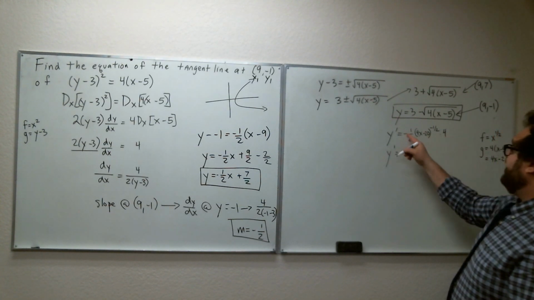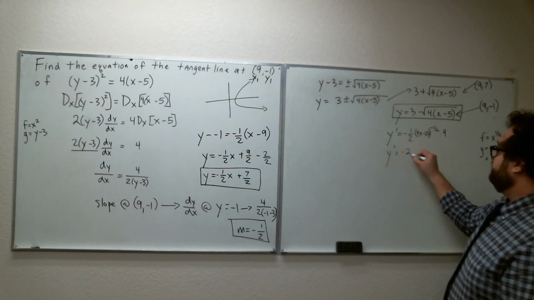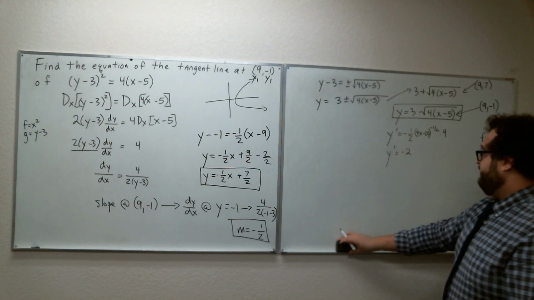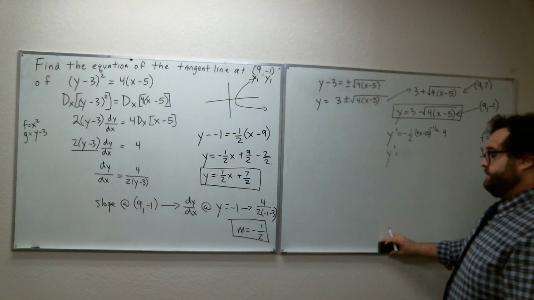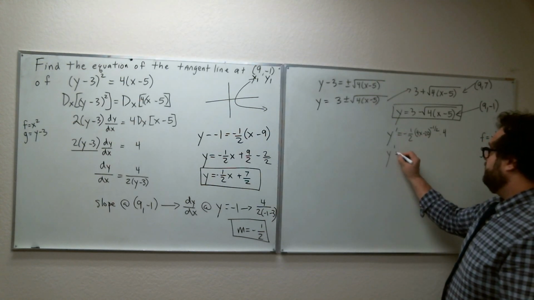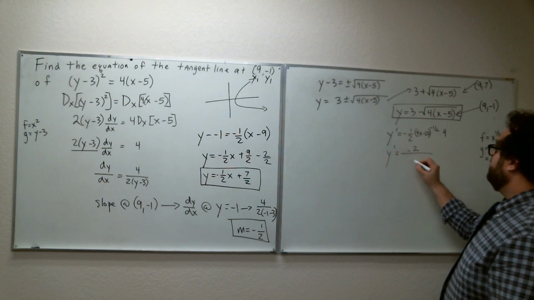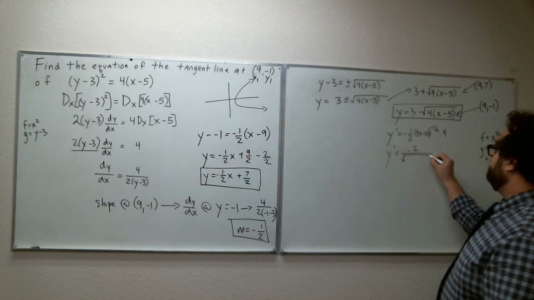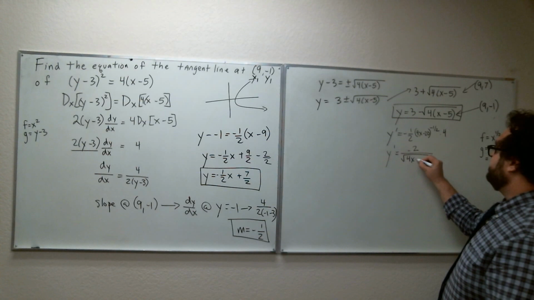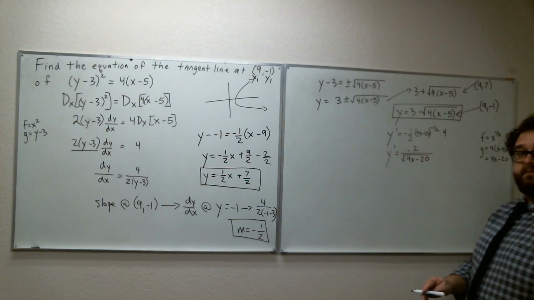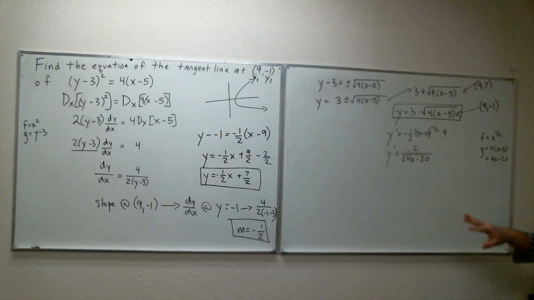If we simplify a little bit, we get that y prime equals, okay, 4 times -1/2 is -2. And if we go ahead and write this in radical notation, we'll have -2 over the square root of 4x minus 20. Okay? So there is y prime.